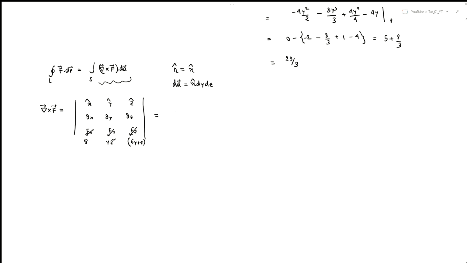Now let us find the component of x cap. This will be del y of fz, which is 6, minus del z of fy, which will give us 2yz, minus y cap, and something will come, z cap into something will come, which we will not require. Why? Because finally we want to find del cross f dot d. So this will become 6 minus 2yz dy dz.